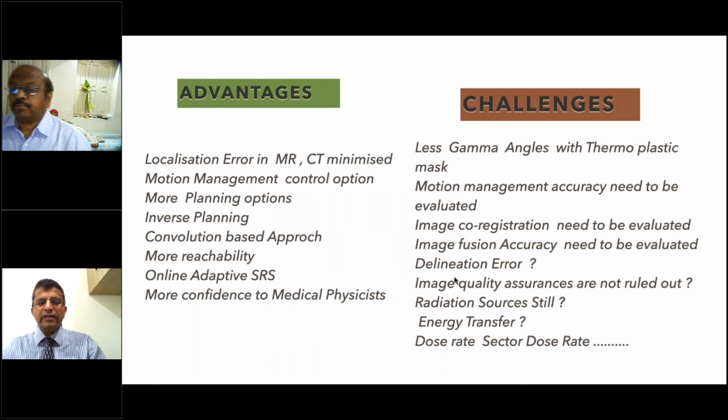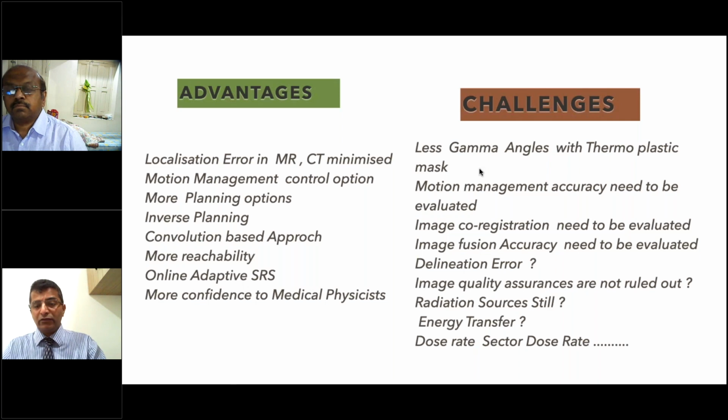So we could see that it has its own advantages, as the localization errors in CT and MR are minimized with the new approach. Motion management is a new option, there are more planning options, inverse planning is available, a convolution-based approach is possible, more reachability, online adaptive, more confidence to the medical physicist. At the same time, it has its own challenges.